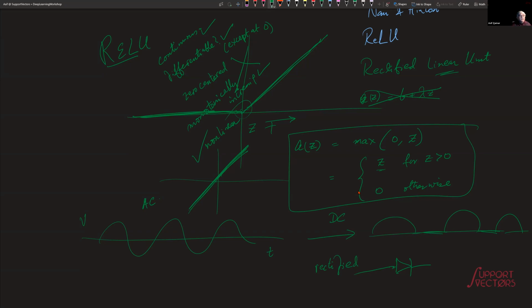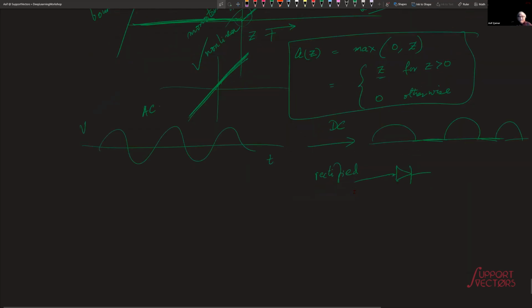Is it bounded? No, it goes up to infinity. So it violated two conditions. It is not zero-centered, and it is not bounded. But there is something very nice about this, which is why Hinton argued for it. He noticed that, see, what is the derivative of this activation function? It is equal to 1 or 0, for Z greater than 0 and Z less than 0.